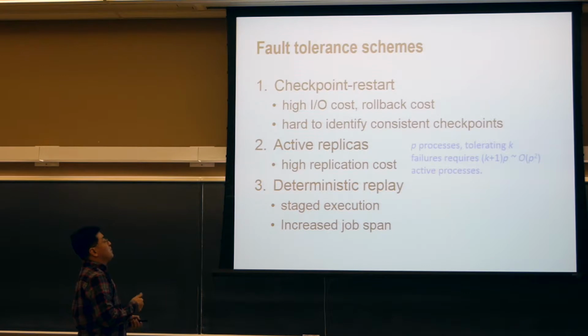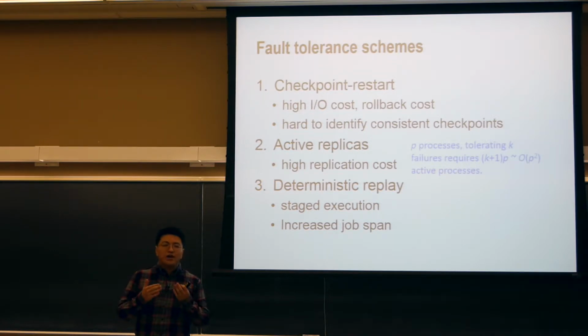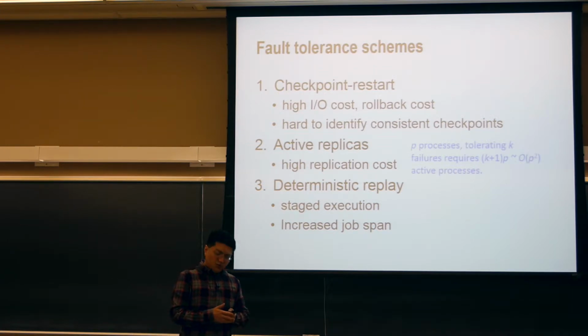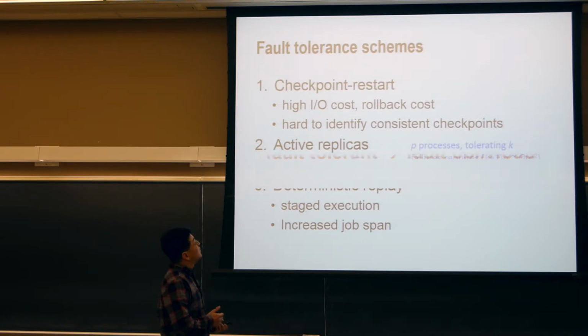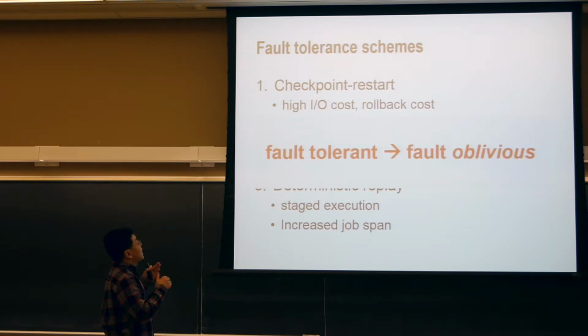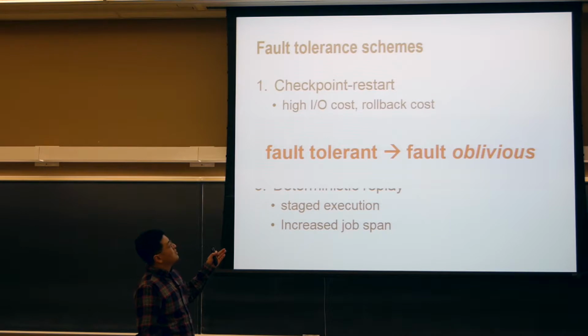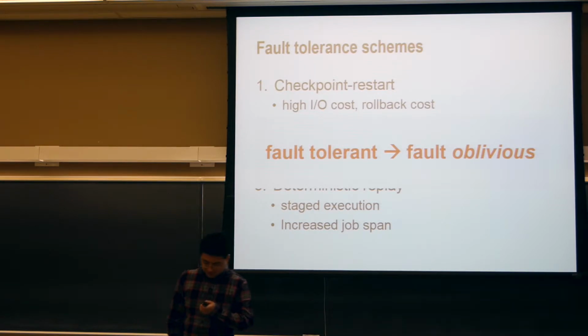So instead of being just fault tolerant, we ask the question: is there any way that we can be oblivious? We're not only tolerating the faults, we really don't care about the faults when they occur. So we want to see if there is a feasible way to go from fault tolerant to fault oblivious.